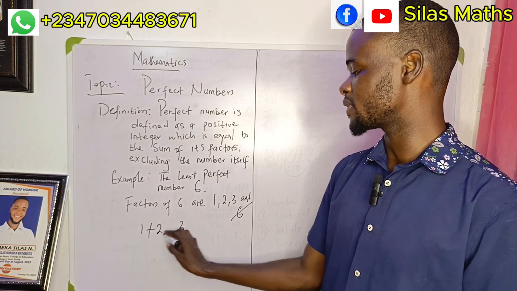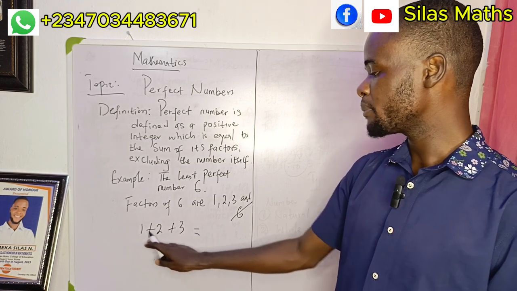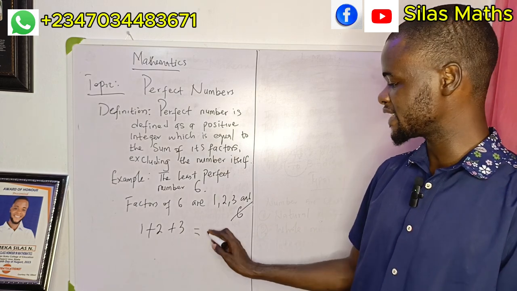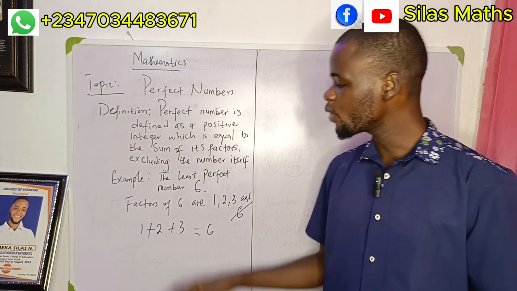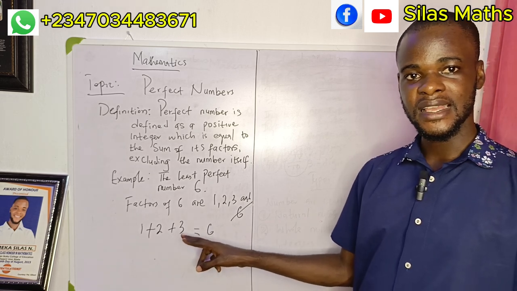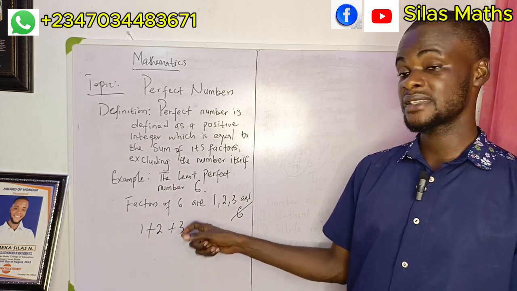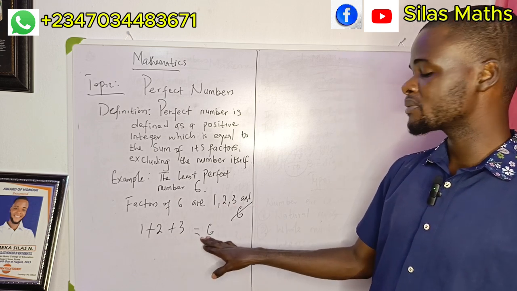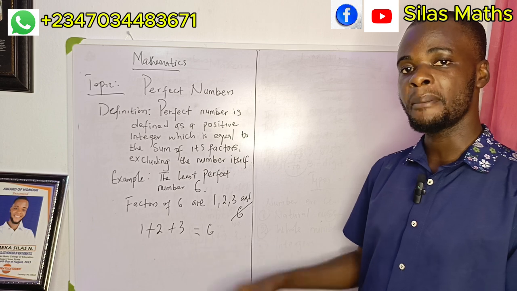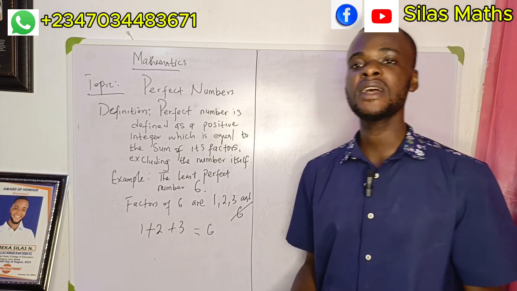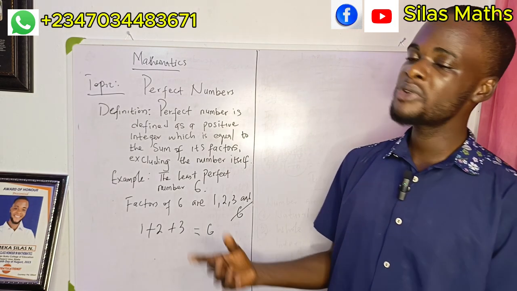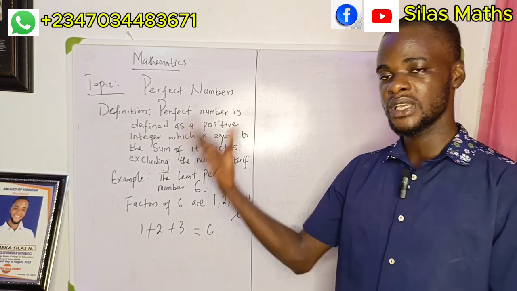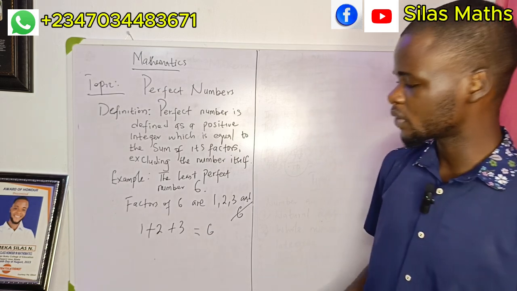If I add them all together, 1 plus 2 gives us 3, and 3 plus 3 gives us 6. Since all the factors of 6, excluding the number itself, gave us the number 6, that is what makes 6 a perfect number. There are numerous numbers of such, and we also have formulas we can use to derive them, but we don't want to go into that until we get to secondary mathematics. We'll talk about those numbers then.